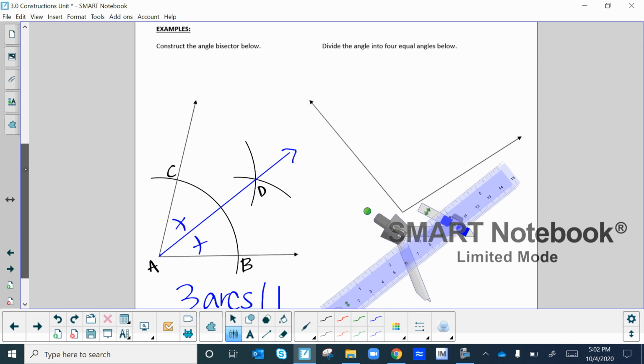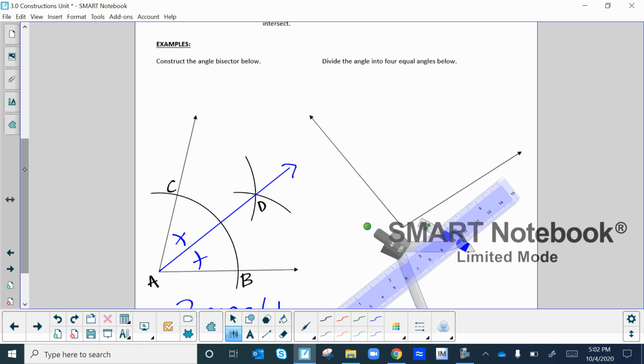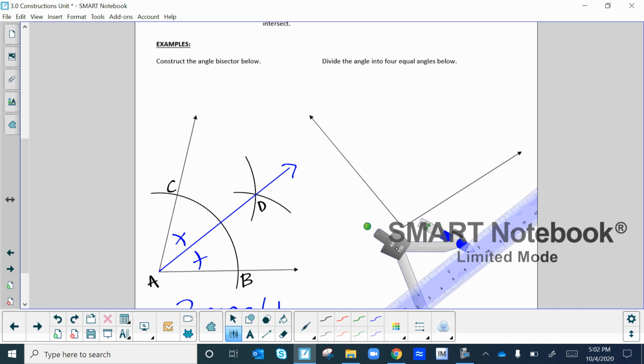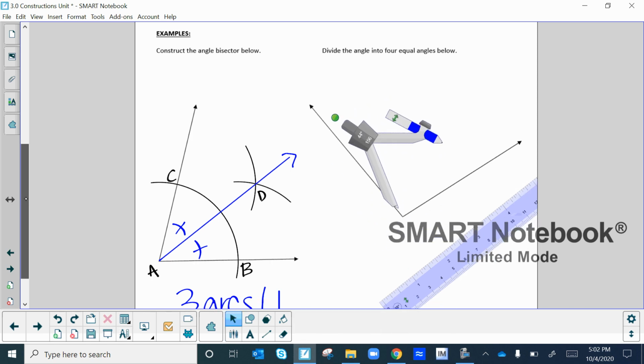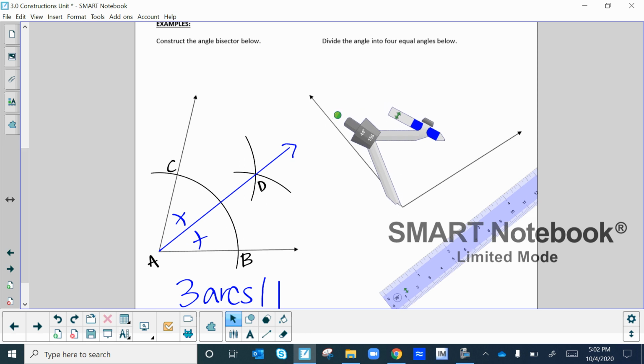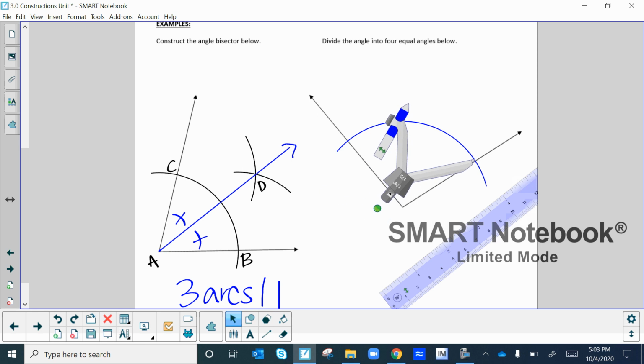All right, let's do one more, and this will be the last one of the day. Divide the angle into 4 equal angles. Okay, so 4 equal angles. If you think about the one we just did, we divided that one angle into 2 congruent angles. So now if I want to divide it into 4 congruent angles, it's kind of similar to the bisecting of a segment. So let's go ahead and start off by making an arc on our original angle. And I'm just going to do what I just did a second ago. I'm going to make the bisector of the angle and divide it into 2 equal parts.